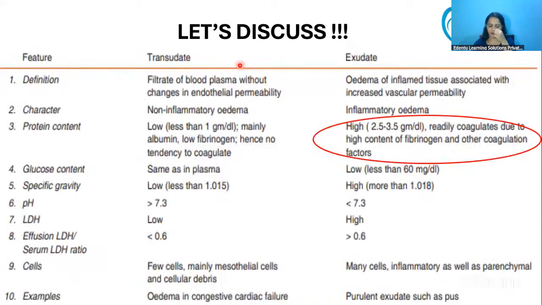This table is also very important. The differences between transudate and exudate: as you can see, the protein content is usually high in case of exudate, and the glucose content is low.